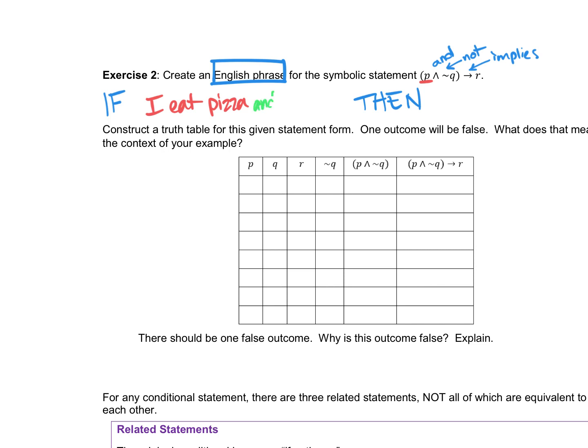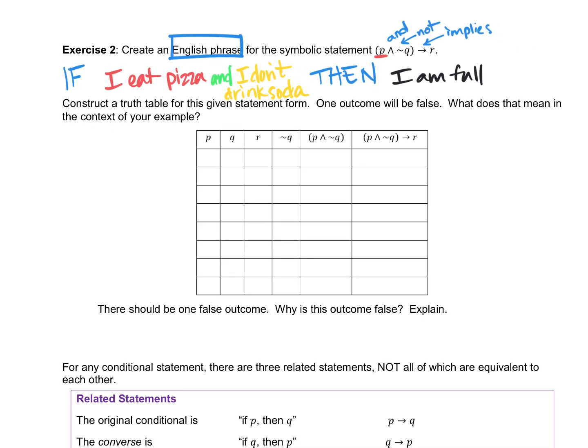And let's say something I don't do. I don't drink soda. Then let's say I am full. So just pizza makes me full. So let's construct our truth table. And just a little note, it says one outcome will be false overall. So let's think about what this means.